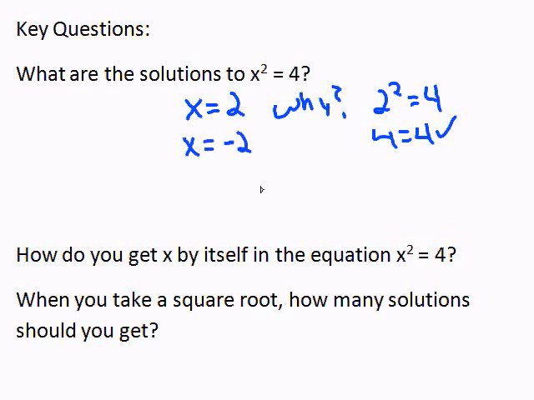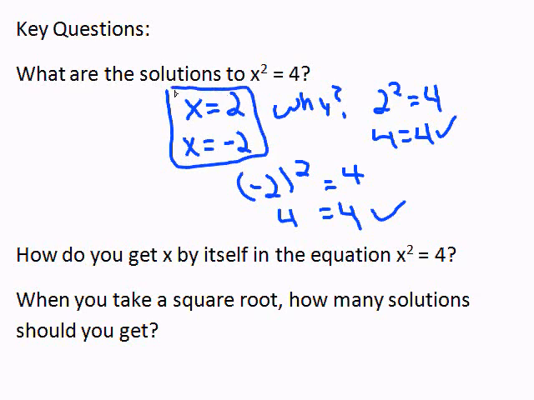Why, you might ask? Because negative 2 in parentheses squared, negative 2 times negative 2, is equal to 4. So 4 equals 4. Notice, when you square positive 2 you get 4, and when you square negative 2 you get 4. So the solutions to x squared equals 4 are x equals positive 2 and x equals negative 2.